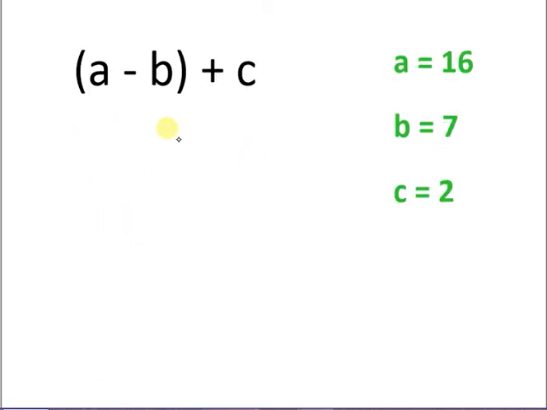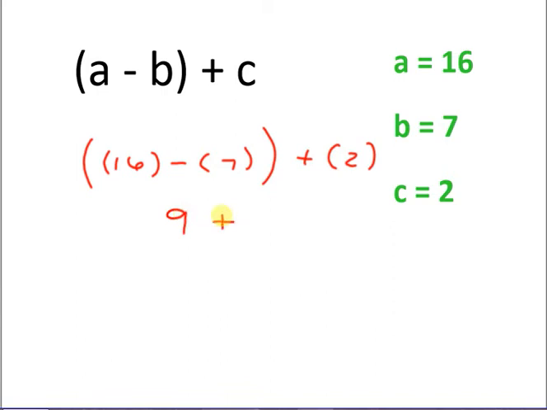All right, here we have A minus B in parentheses plus C. So I'm going to open my parentheses, but I'm still going to put A in parentheses. So here we have 16 minus 7 plus 2. Order of operations tells me to do my parentheses first. 16 minus 7 is 9. Bring down the rest of my problem, plus 2. 9 plus 2 is 11. That's my final answer.